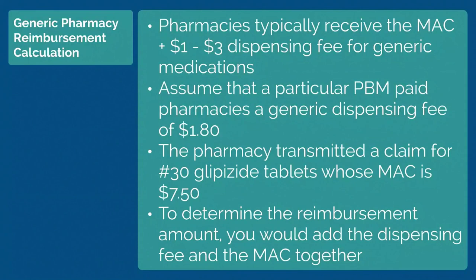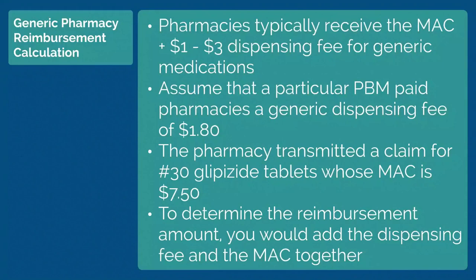Now we're going to discuss generic pharmacy reimbursement calculation. So this is how much the pharmacy is going to get reimbursed for the generic medications after they submit the claim. Pharmacies typically receive the MAC, or maximum allowable cost, plus $1 to $3 dispensing fees for generic medications.